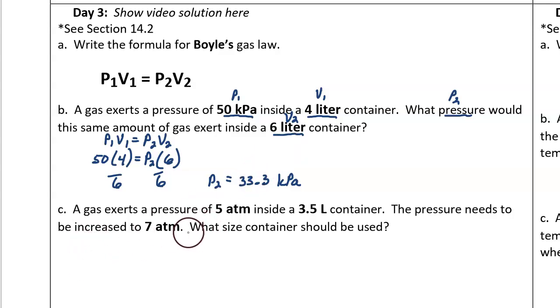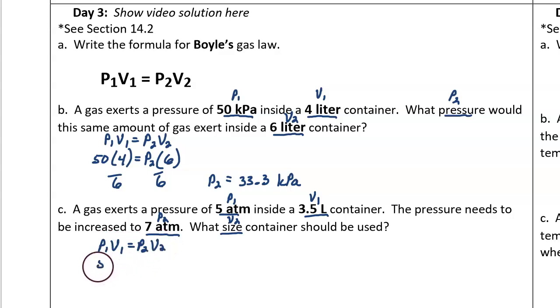Question C. A gas exerts a pressure of 5 atmospheres, that's P1, inside a 3.5 liter container, that's V1. The pressure needs to be increased to 7 atmospheres, that's P2. What size container should be used, that's V2. So it's our same formula. P1 V1 equals P2 V2.